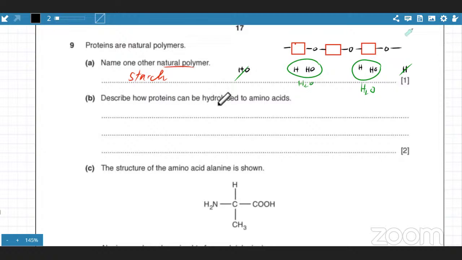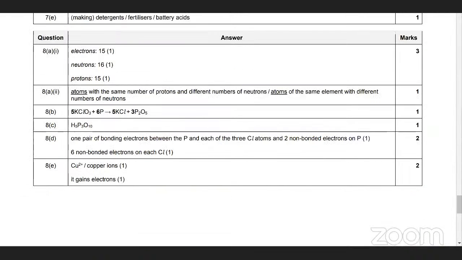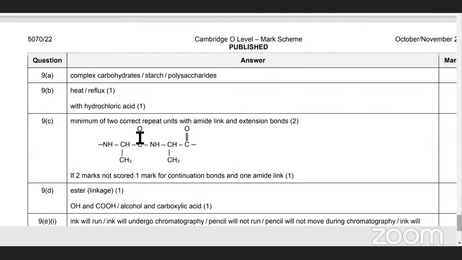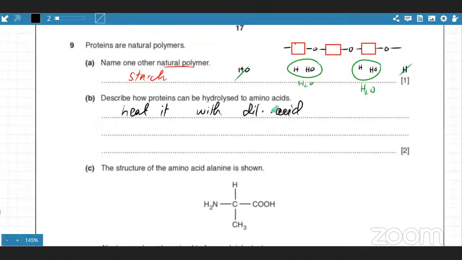Describe how proteins can be hydrolyzed to amino acids. Simply, any protein can be broken down. You heat it with dilute acid. Heat it with dilute acid, and the protein will get broken down. So you can have a look, check our answers as well. We were at: heat with hydrochloric acid. That's it. So that's how you're going to break a protein.